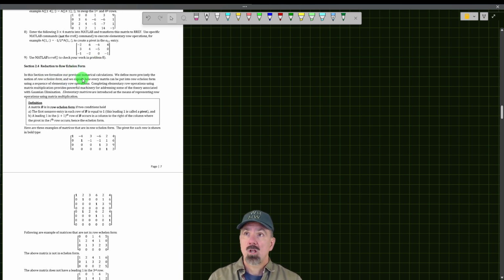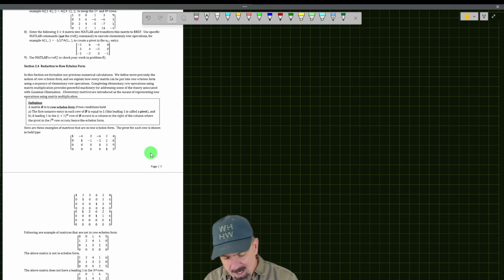So row echelon form, there's a description here. That's not part of this course. If you want to read through it, that's fine. It's worth noting kind of the general structure. It's what you would think we would get after doing Gaussian elimination.